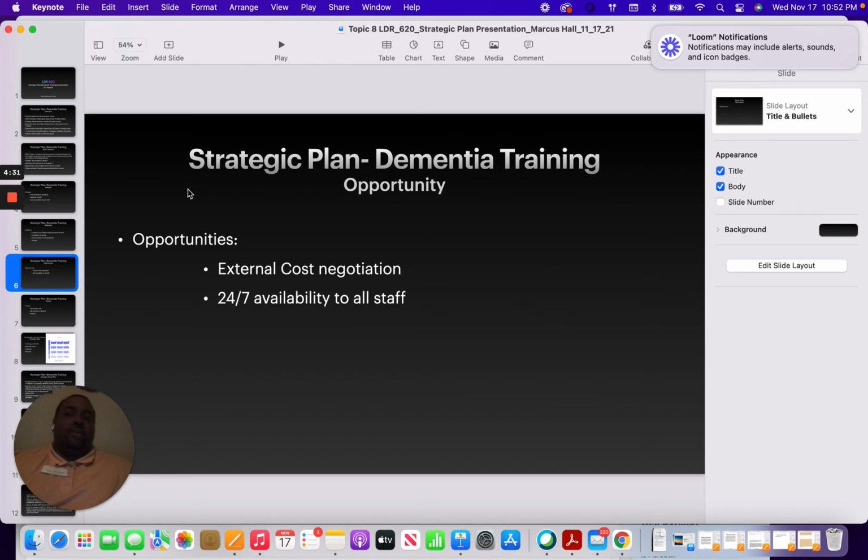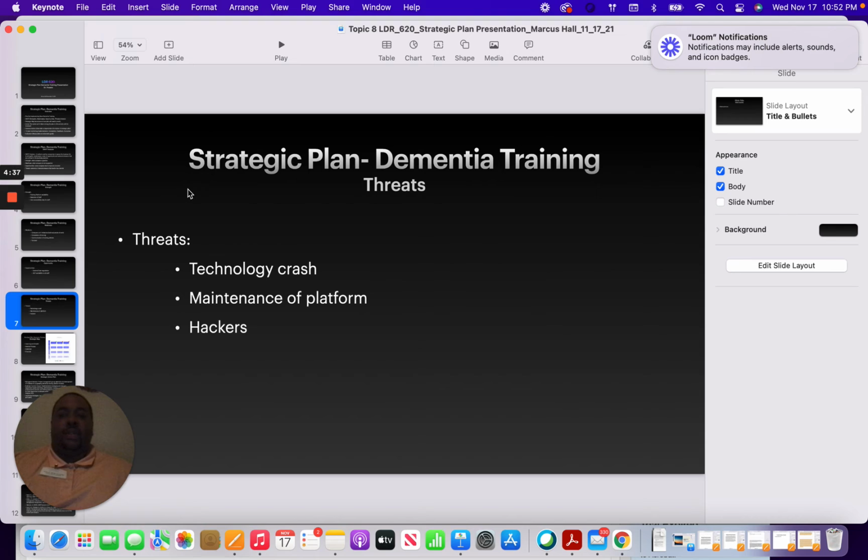Opportunities, external costs, negotiations, 24/7 availability to all staff. Threats, technology crash, maintenance of platform, hackers, which typically can be a huge threat to our technology.